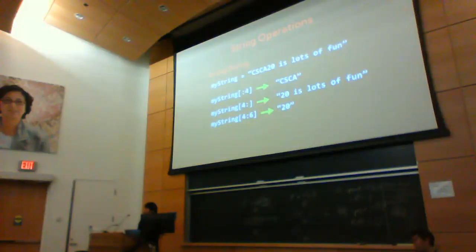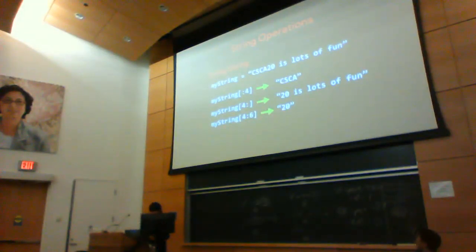Question? Shouldn't it be is a lot of fun, not is lots of fun? Yes, a lot of fun. There's no O in the original string. Okay. If we index it from 4 to 6, then we'll see indices 4 and 5, but not 6 itself. So we get 20.